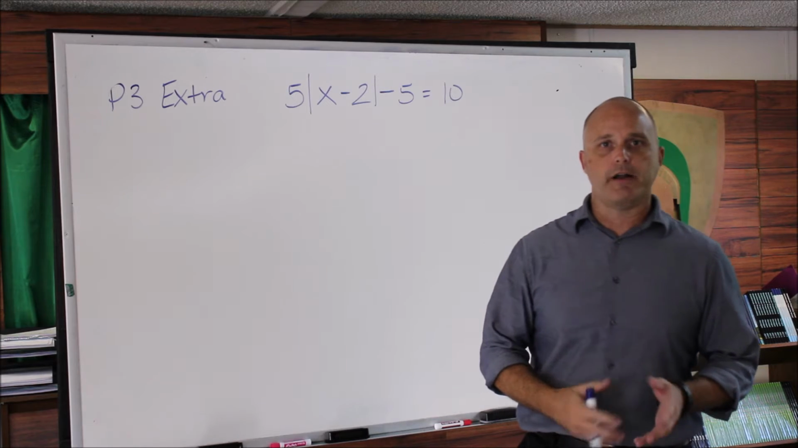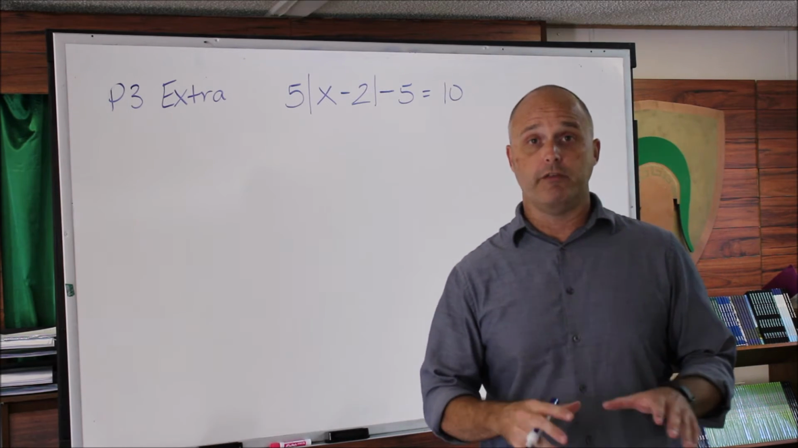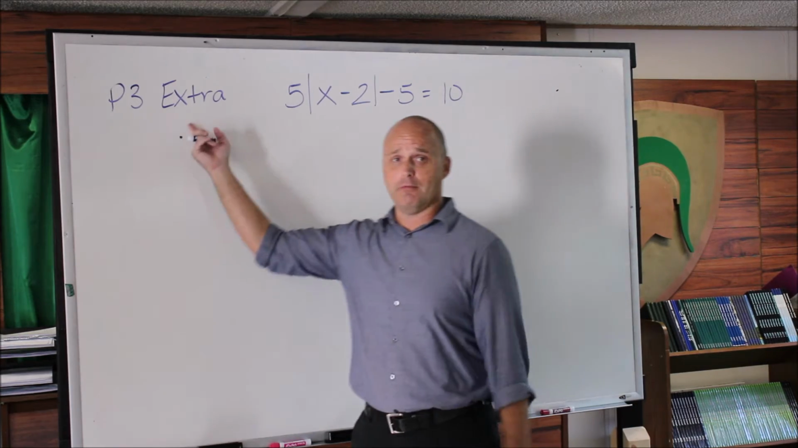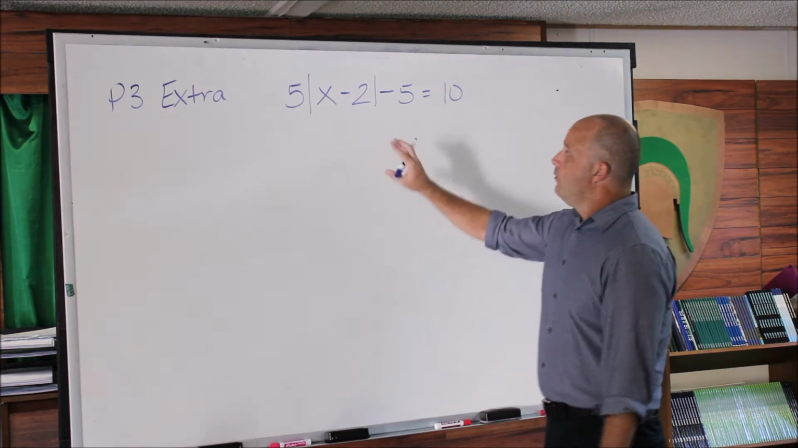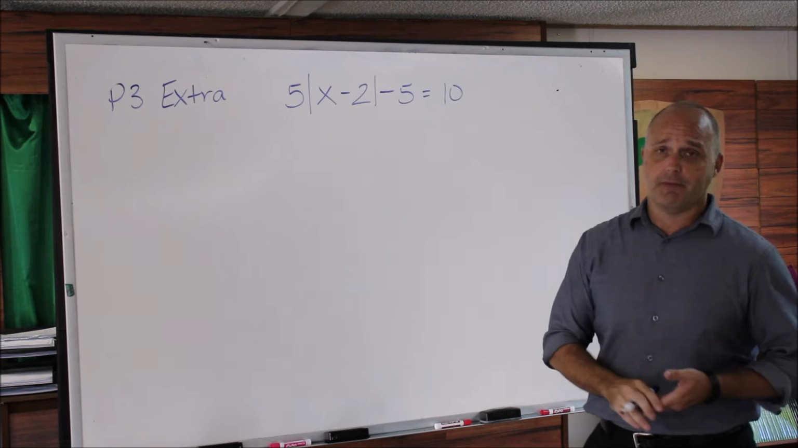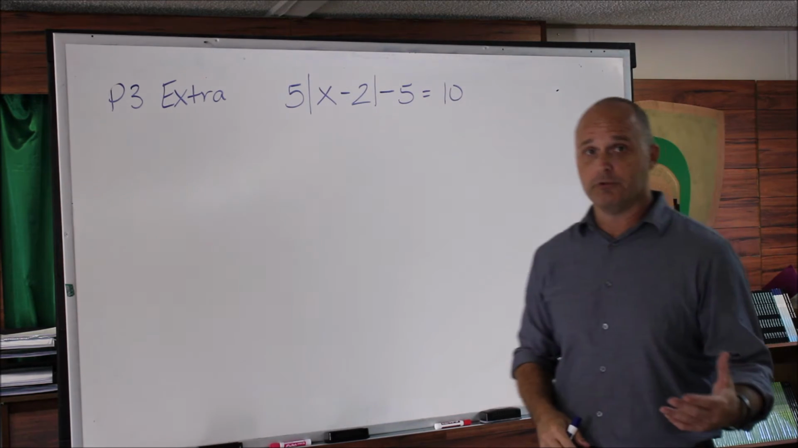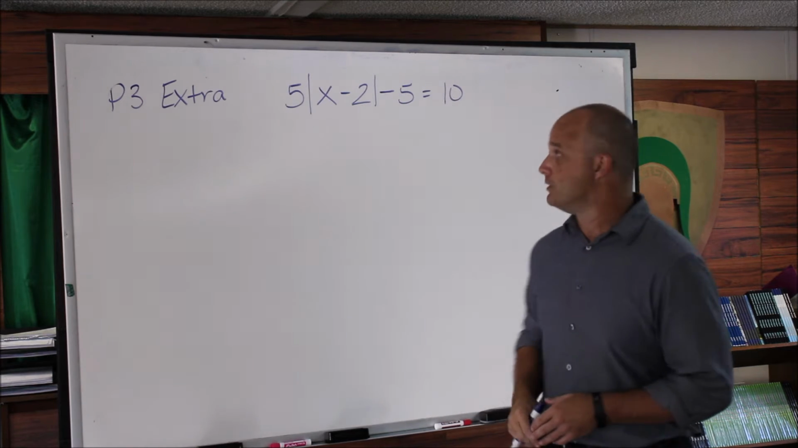Now before we move on, I do want you to see how we would solve one of these more complicated or longer problems. So this is an extra problem. This is not found in the book. We've got 5 times the absolute value of x minus 2, minus 5 is equal to 10. So again, follow your rules and go opposite the order of operations.